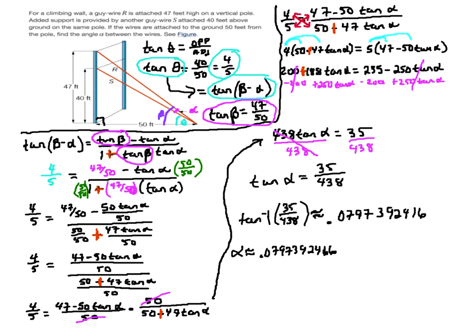So alpha is approximately that long, nasty number, 0.07973924416. But we need to get it in degrees because that's how we'd like to talk about an angle of a guy wire. So I'm going to multiply it by 180 over pi, going back to the very beginning of the semester, and we get that this is approximately 4.57 degrees. So that little angle between guy wire R and guy wire S is approximately 4.57 degrees.